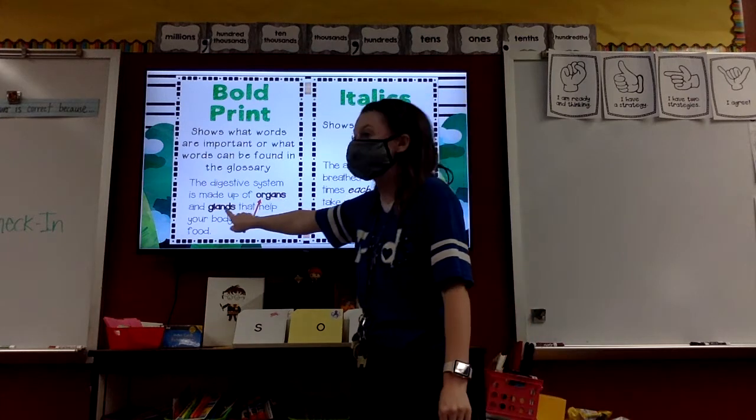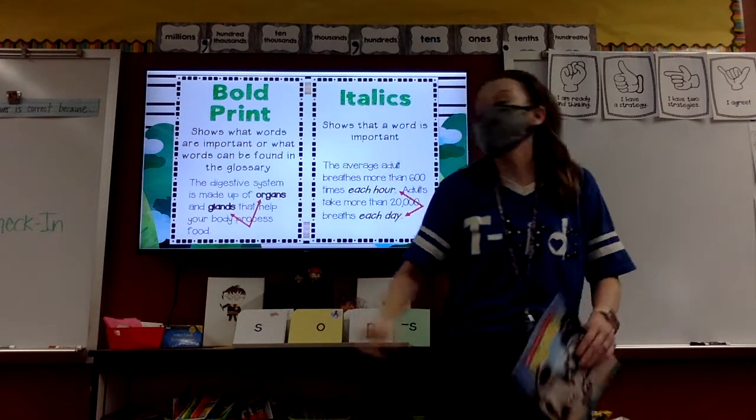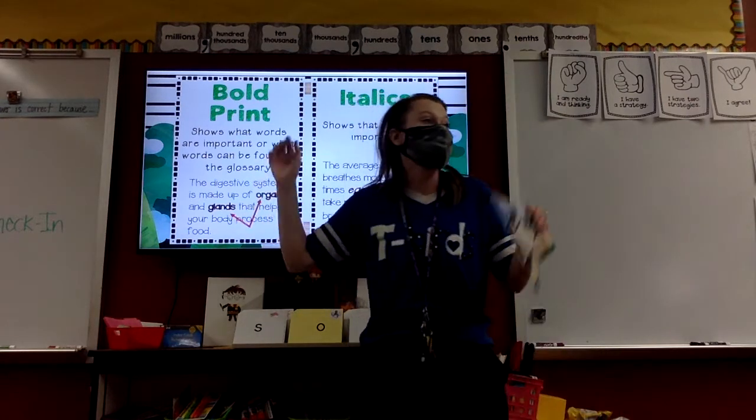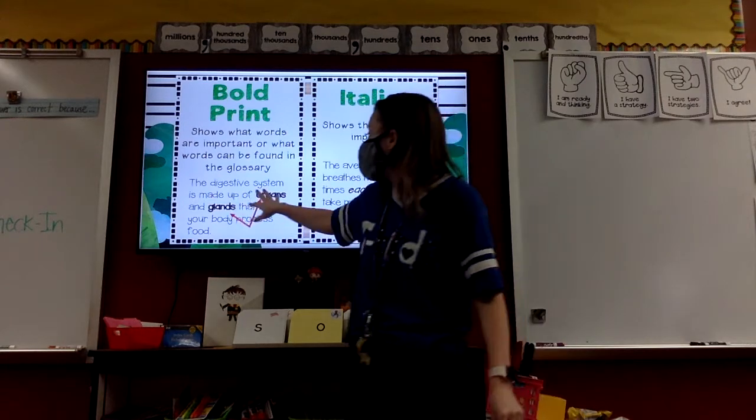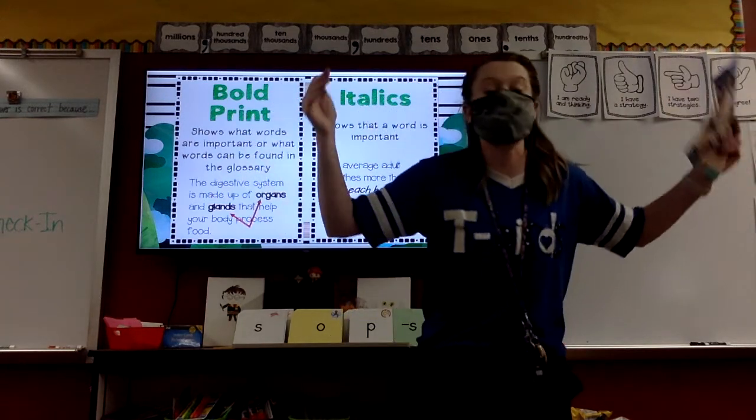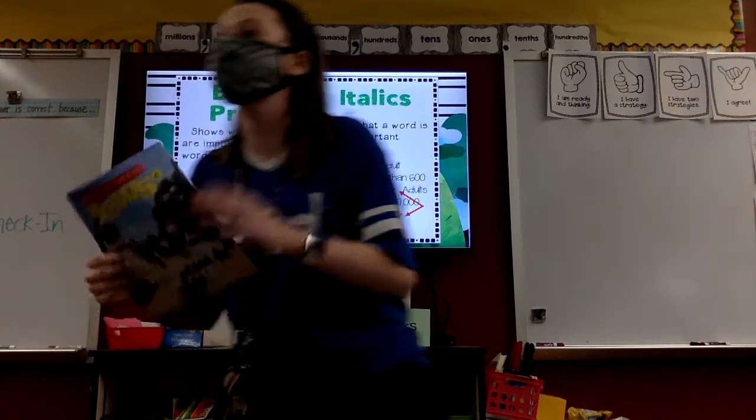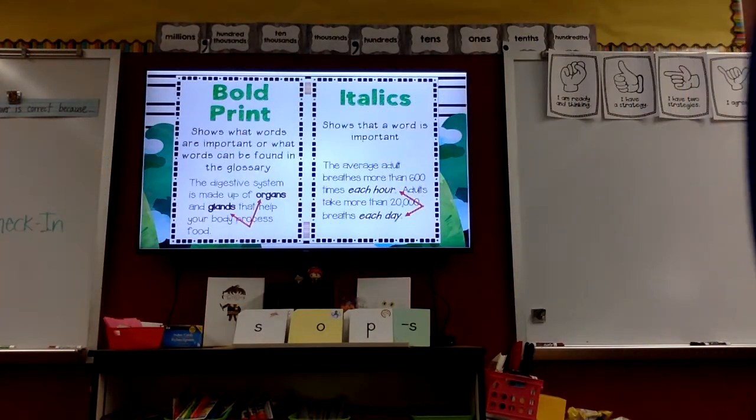Yes, look at these words right here. We talked about those, right? I can find the meaning of these words in the glossary. So a bold print word is an important word, a word that I really need to pay attention to, a word that I may need to know the meaning of, okay?